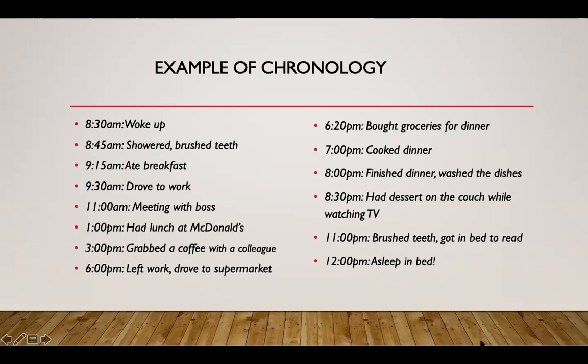Here you find an example of chronology, that is a schedule for a day written by someone. So it starts from 8:30 a.m., moving on to 8:45, 9:15, having breakfast, things like this, going to office, having dinner, and it ends at 12 p.m. So you can see that all the events in the day schedule are arranged by time sequence.